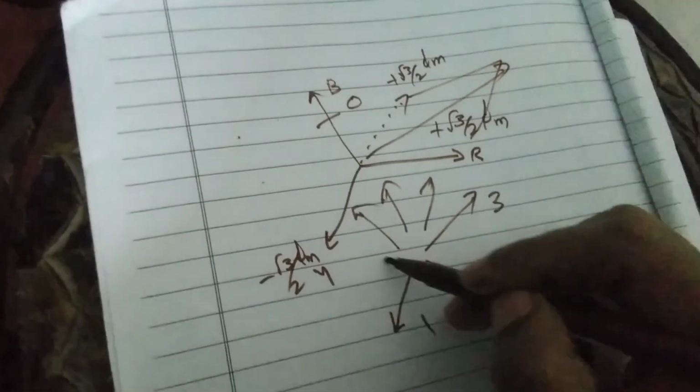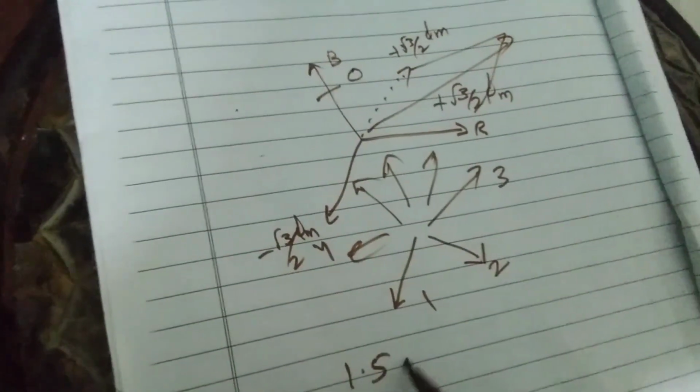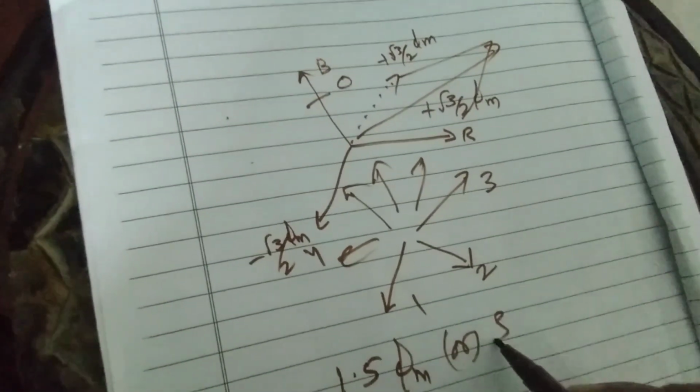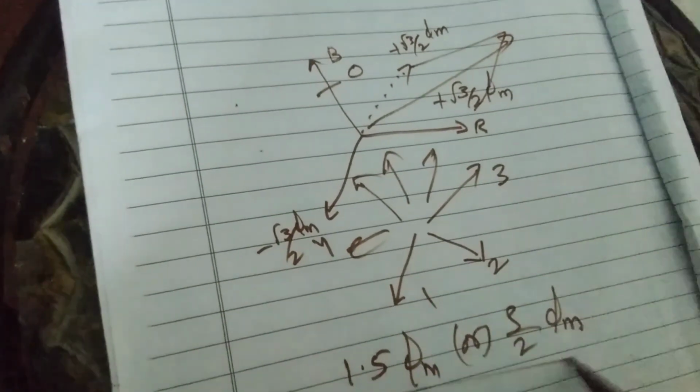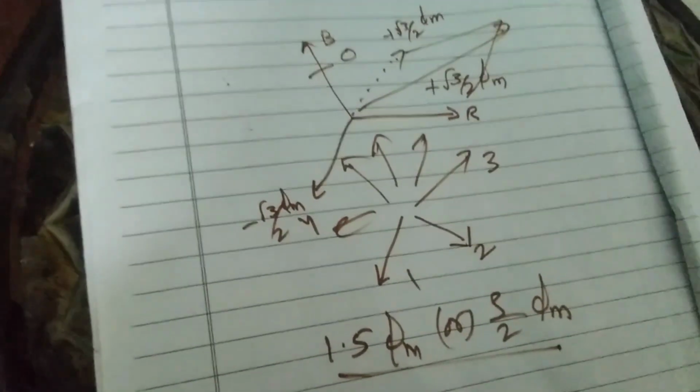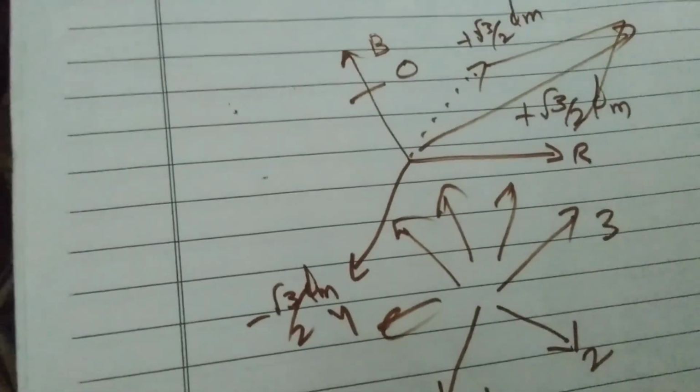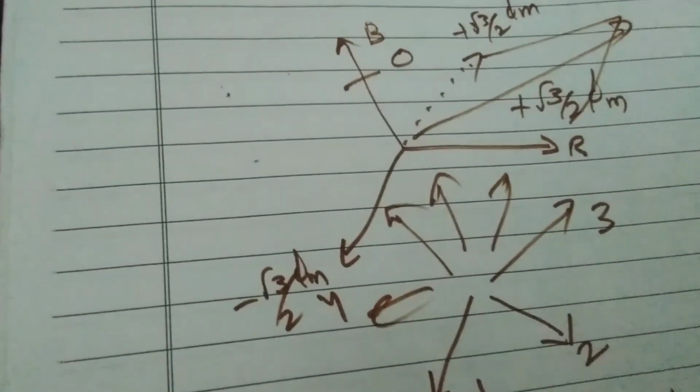So in every position we always get 1.5 phi m, or 3 by 2 phi m. This is the flux value: the magnitude is constant and the vector keeps rotating. Hence proved that the three-phase induction motor produces a rotating magnetic field.